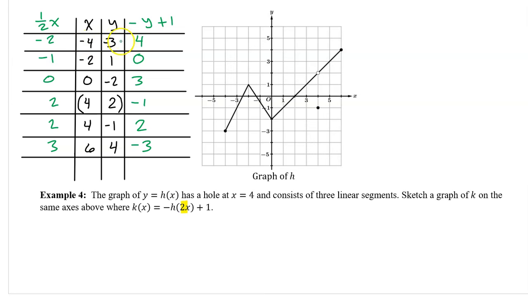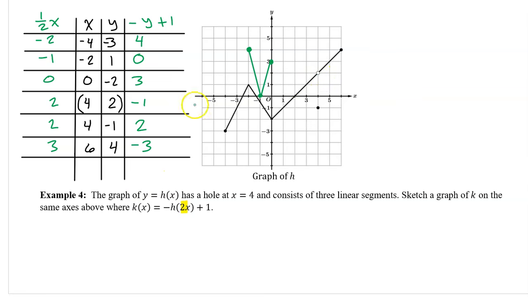Now we just have to graph the new points, the green points. So this initial endpoint, which was at (-4, -3), will now be at (-2, 4). So that's going to be here. Okay, so this is the new endpoint. The point which was at (-2, 1) is now at (-1, 0). So that's going to be right here. The point that was at (0, -2) is now at (0, 3). So that'll be right here.